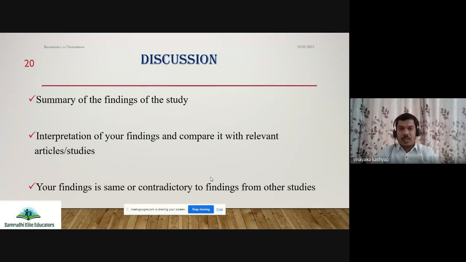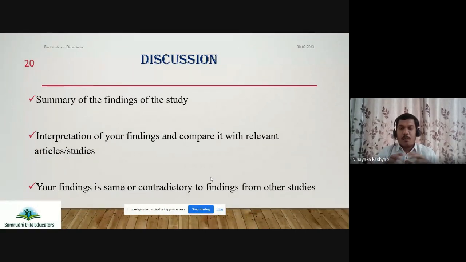Then coming to discussion, you are going to summarize your results and compare them with the relevant articles. For example, a study was conducted by so and so in a different place. They stated that the prevalence of diabetes is 10%, but in your study, you found that the prevalence is 8%. How will you interpret? You will say the prevalence of diabetes in our study was 8%, whereas a study conducted by so and so in Kolkata found that the prevalence was 10%, which was slightly more than the findings in our study. Or a study conducted in so and so reported that the prevalence was only 5%, which was lower than what we found in our study.